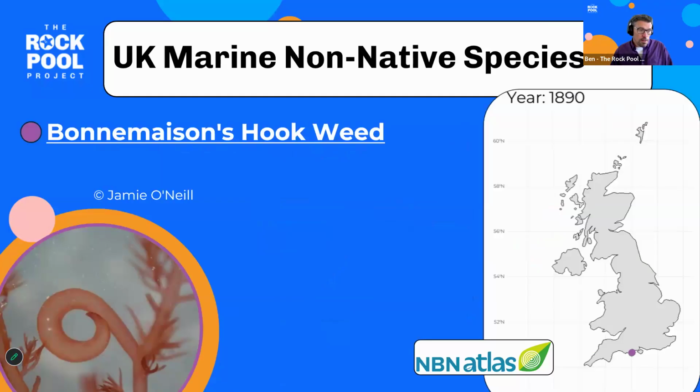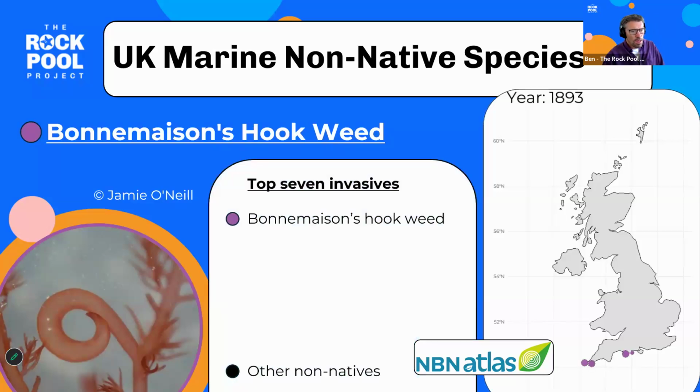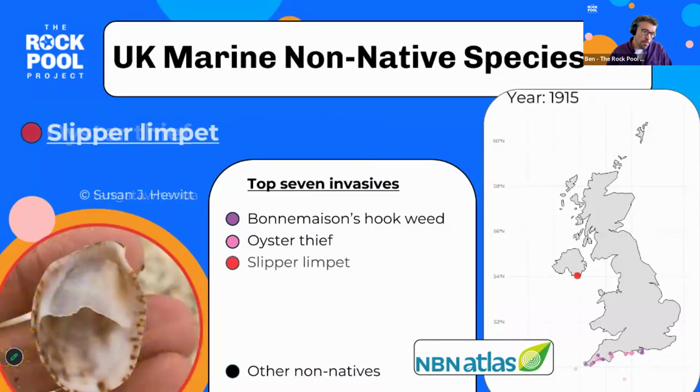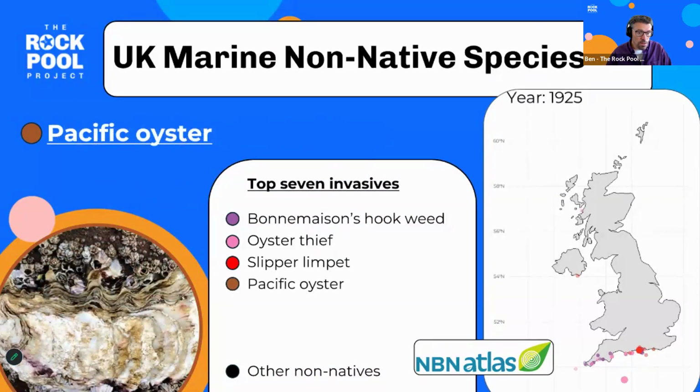So this is a little animation that I've put together to document the history of non-native species in marine species in the UK. This is all based on data from the National Biodiversity Network Atlas, which is the central repository for biodiversity data in the UK. And you can see that it goes back a long time. So in 1860, we had our first non-native species, this Bob Mason's hookweed, and that established itself in the southwest and central south coast.